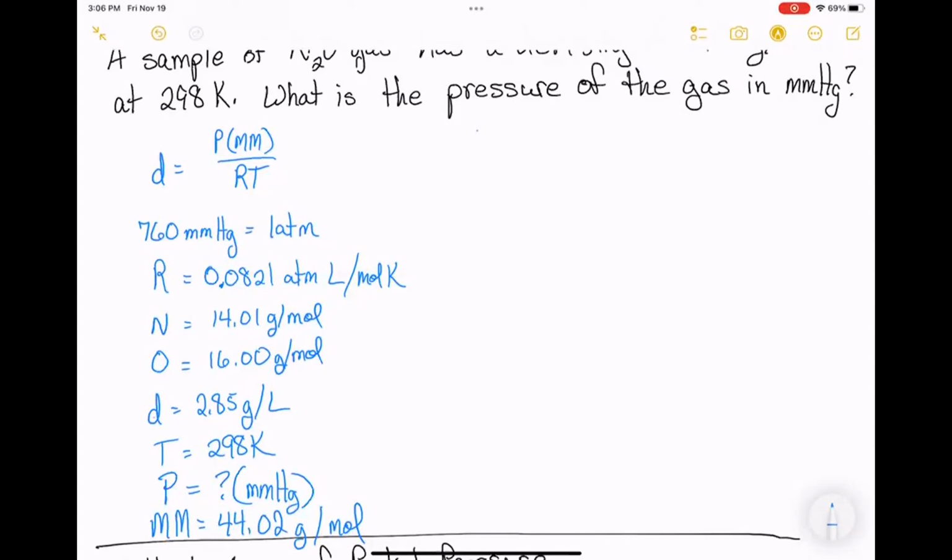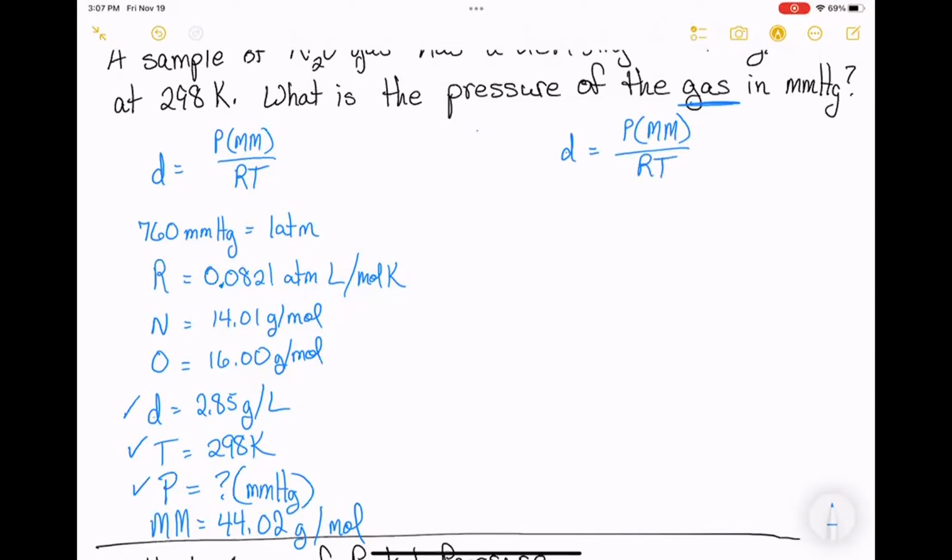Okay, so I made my list. I had density, temperature, and I was asked to solve for pressure. Since I was working with a gas, I'm going to my gas laws. That's important to know what you want to go to. So the gas law that I used was the density is pressure times the molar mass over RT.